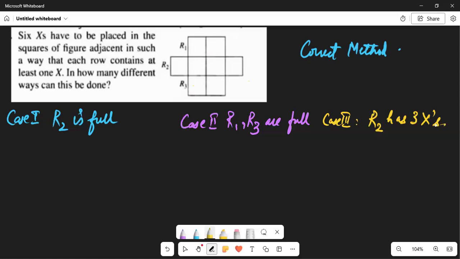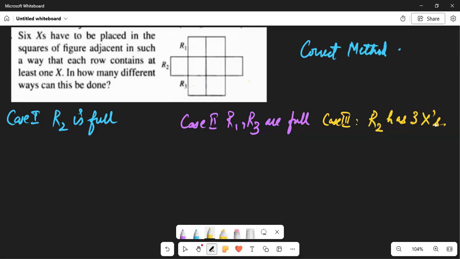See, you have only 6 x's. Now one way is to fill your R1 and R3 completely. So your 4 x's are already taken and you have 2 x's remaining, which you will be filling in the R2 row. Or the other case is that your R2 is full. That means you have placed your 4 x's in the row R2 and the remaining 2 will be filled in row 1 and row 3.